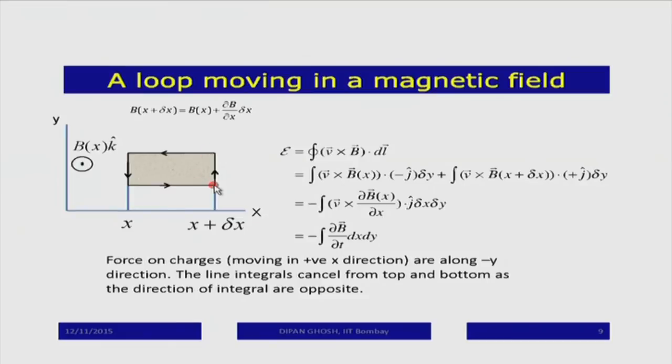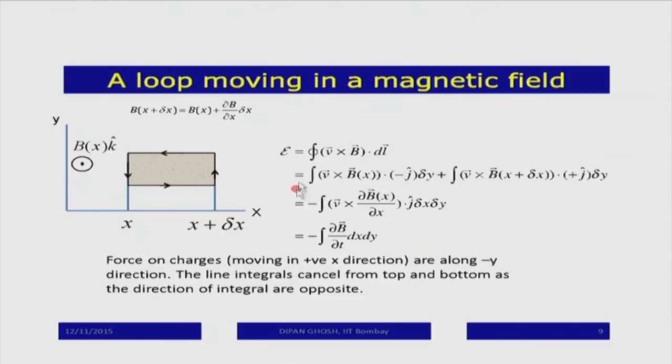But that is not true here. My V cross B, B's direction is Z, and I am making this circuit move in the X direction, so my charges are moving in the X direction. If B is in the Z direction and charges are moving in the X direction, the direction of V cross B is either along plus y or along minus y. Since these two lengths are along the X direction, when I dot them with the direction of V cross B, which is along the Y direction, they give me 0. There is no contribution there because the dot product is 0. But that is not true here, because V cross B along this and that will contribute.